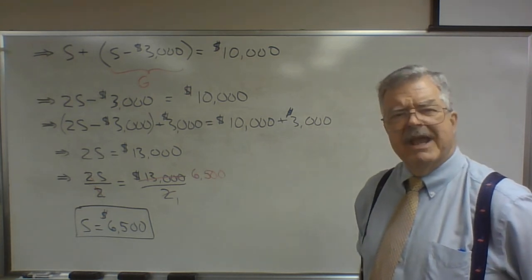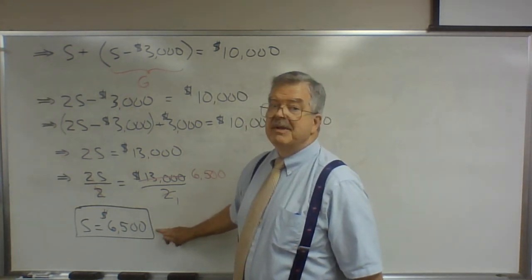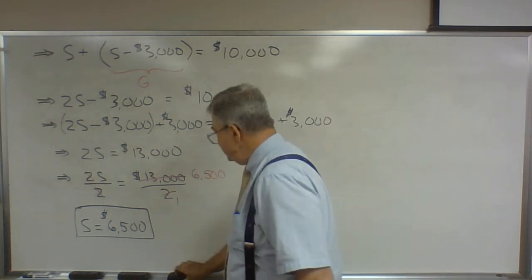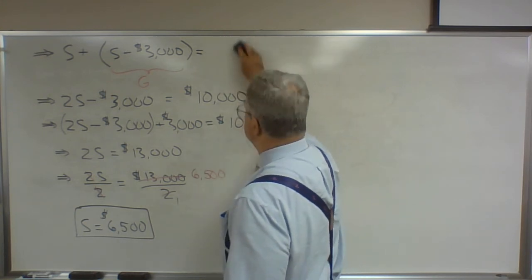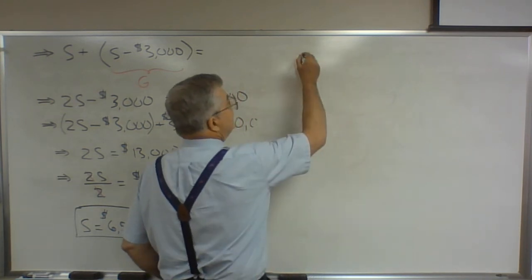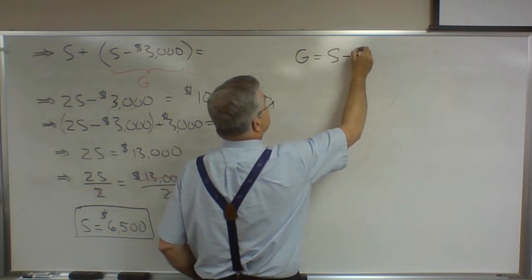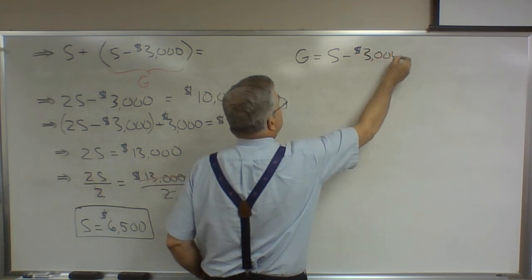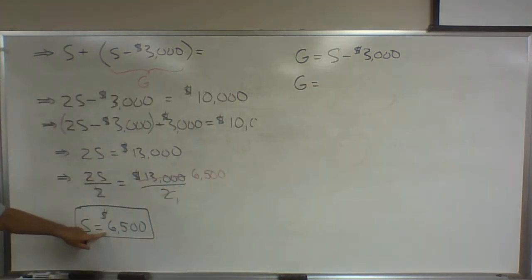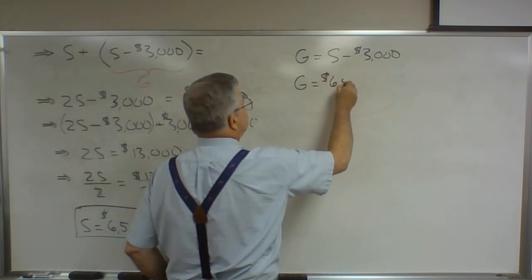The original question asked, how much does each person receive? This tells me how much Sean gets. I haven't said how much George gets. Shame on me. Well, let's see. Didn't we have the equation George equals Sean minus $3,000? Sean gets 6,500.